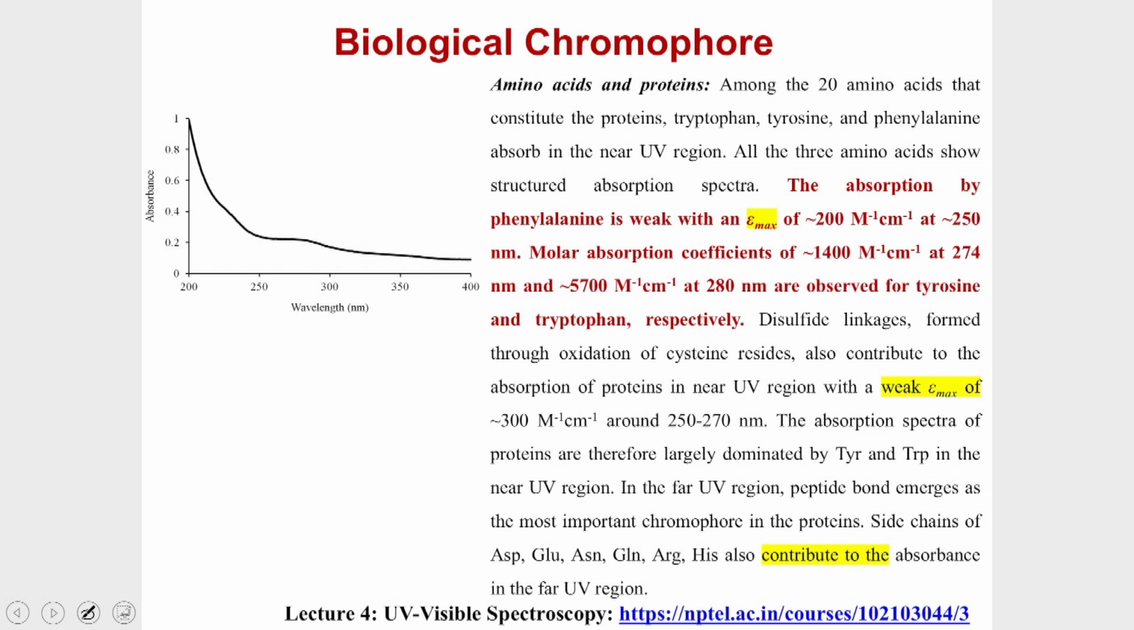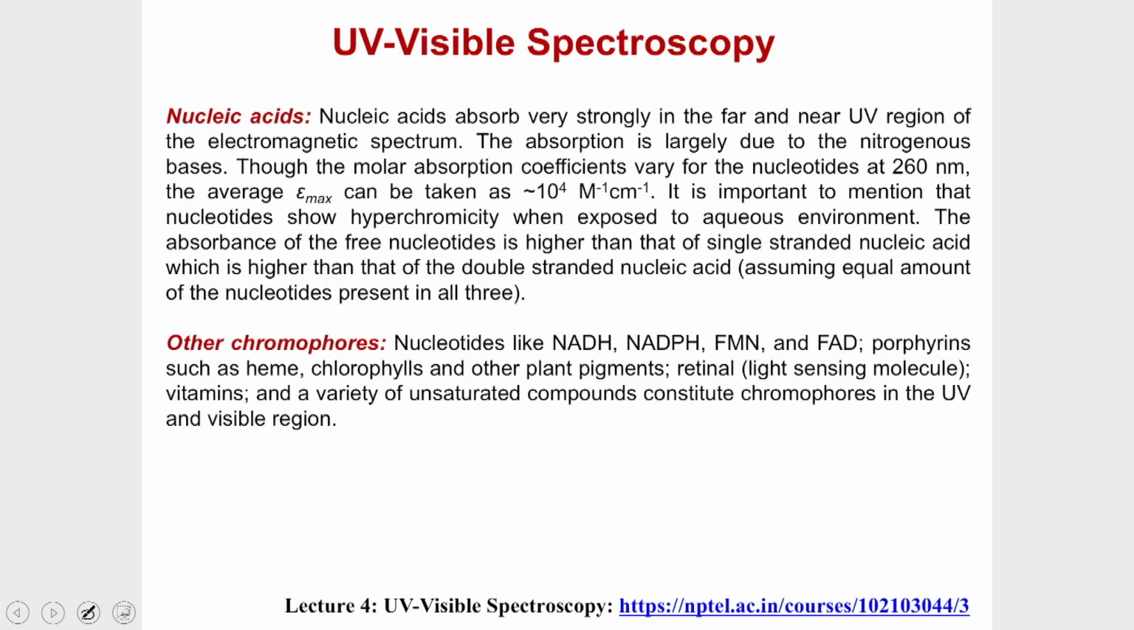Apart from the protein, you can have the nucleic acids. Nucleic acid also absorbs very strongly in the far and near UV range of the electromagnetic spectrum. The absorption is largely due to the bases, like adenine, guanine and the other nitrogenous bases. Those bases absorb very strongly in the UV range. The molar absorption coefficient varies for the nucleotides at 260 nanometer; the average epsilon max can be taken as 10 to the power 4.